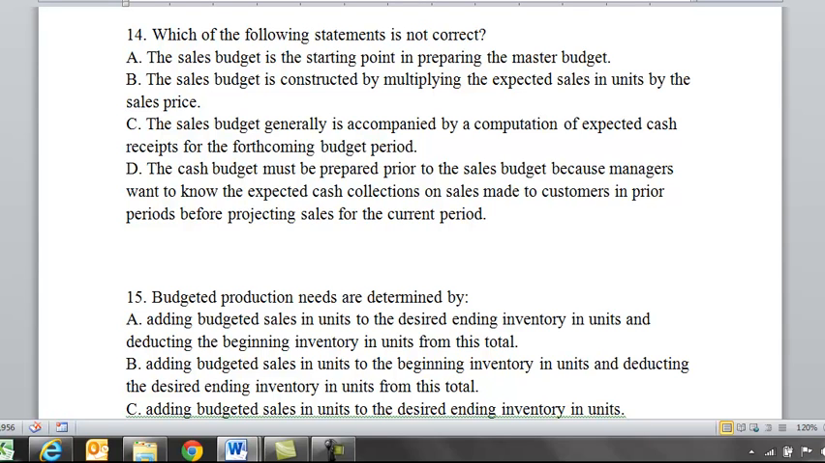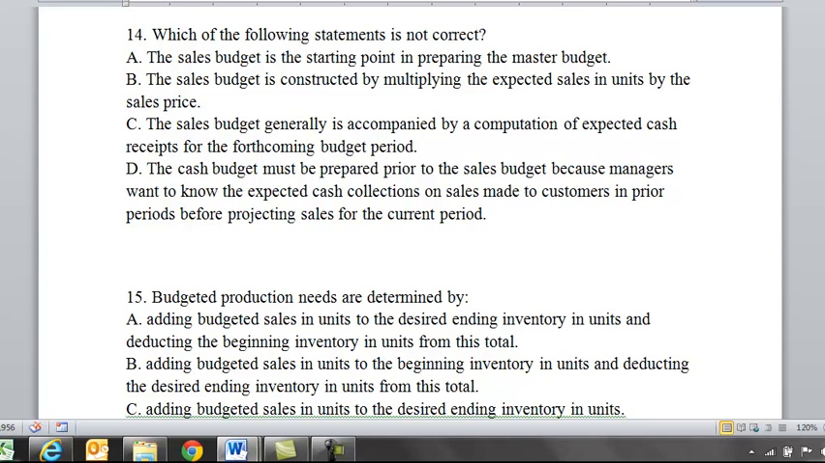What are the number of units I plan on selling? What is the selling price per unit? What's my total sales? So that B sounds right. C, the sales budget generally is accompanied by a computation of expected cash receipts for the forthcoming budget period, and we saw that in our master budget overview, that you have a sales budget, and then you're going to figure out when and how you are going to collect this.